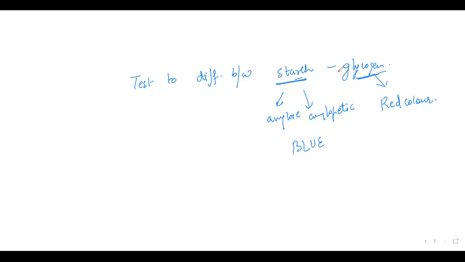So I hope the structure of starch and glycogen, amylose, amylopectin and glycogen, and part 1 of polysaccharides, is clear to everyone. In the next video, we'll be discussing the structure of cellulose and chitin in detail.